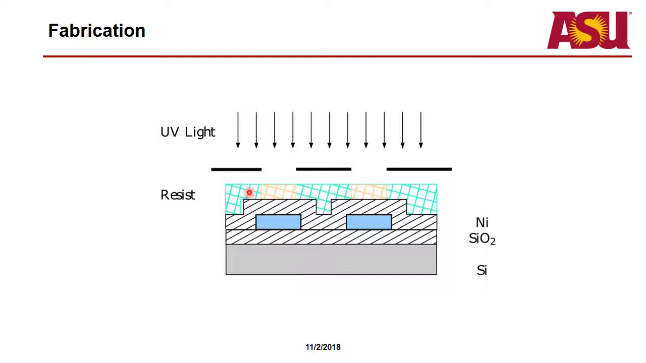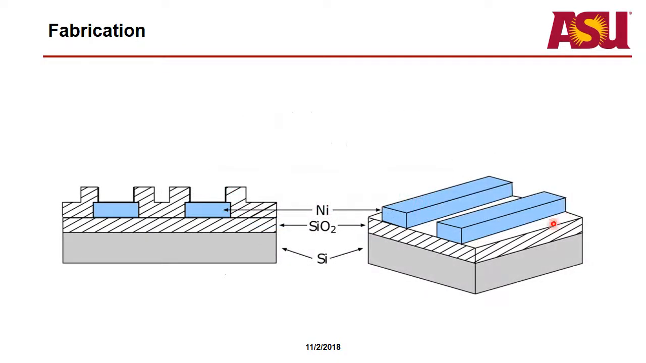And then we'll pattern that again with contact lithography. So you see these are the areas where it gets developed. And then we'll wet etch that in order to get vias that go down to the nickel layer. And then these are also the vias that are essentially going to hold the material for the actual device.